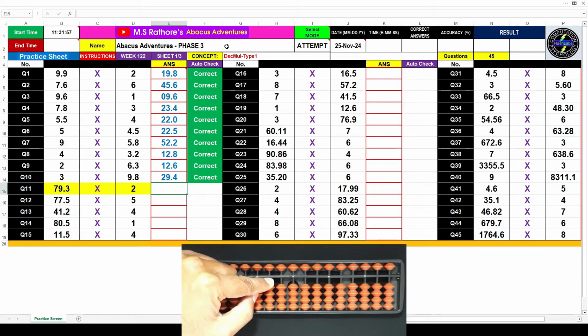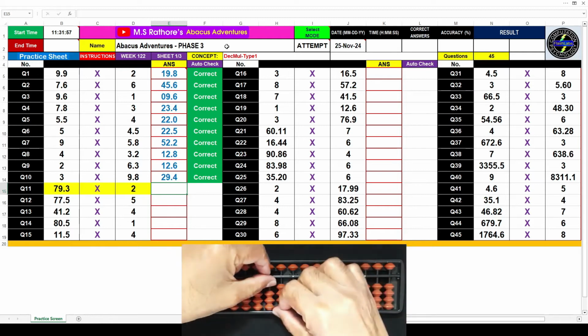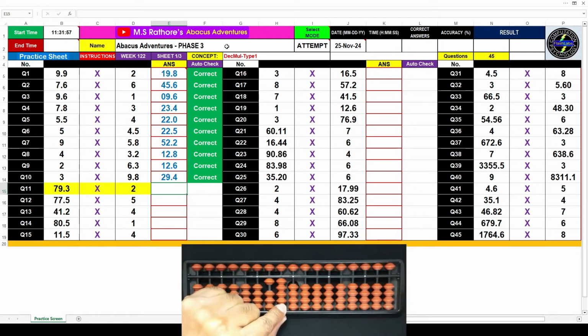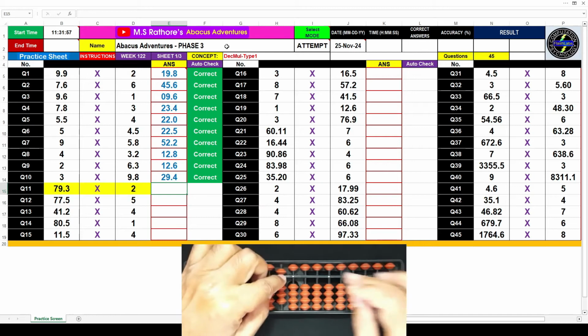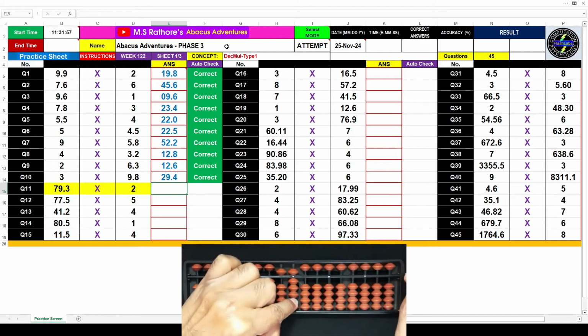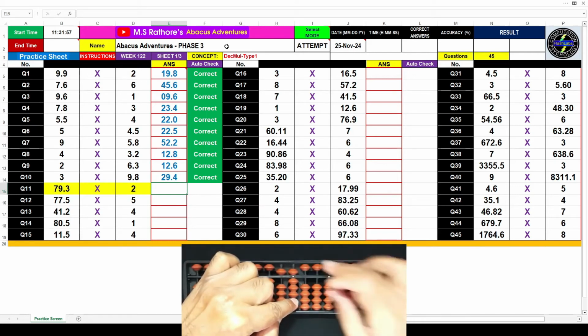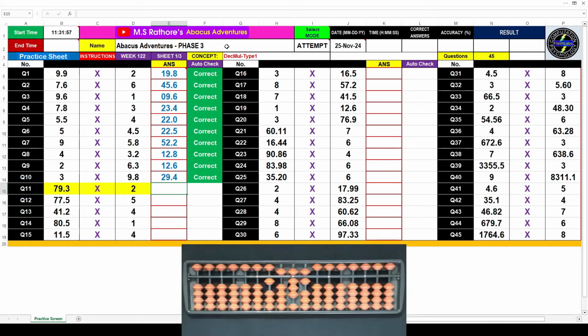So now for the sake of convenience, we have to take the two values as normal values, that is 793 multiplied by 2. From right to left it becomes 2 sevens are 14, finger shifted, 2 nines are 18, finger shifted, 2 threes are 06, and the answer is 158.6.